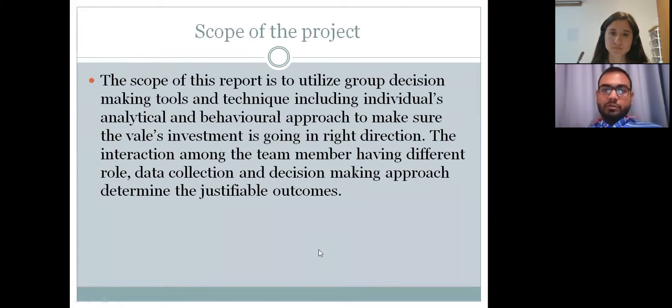So let's talk about the scope of the project. The scope of the project is we are going to use different decision making tools and techniques to measure the analytic and behavior approach of an organization to take the decision, and the same we are going to use for the Whale project. So Whale is going to invest in China, so we make sure the investment is profitable or not for the future.